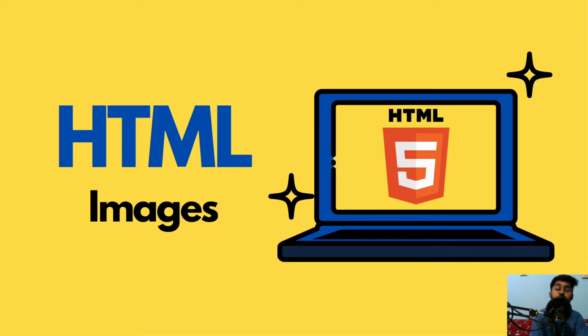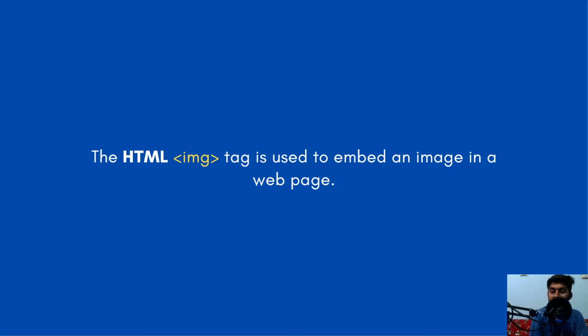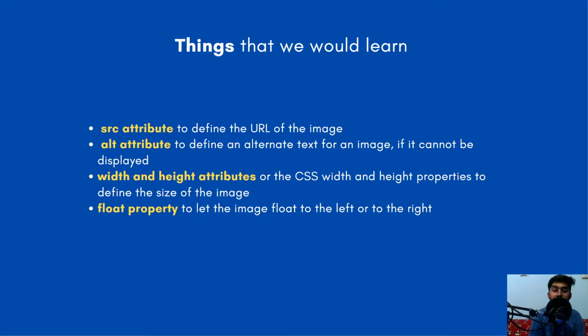This is Fahad and this video is about images in HTML. The image tag is used to embed an image in a web page. In the image element there are two required attributes. One is the source and the second one is the alt. In the source you give the URL of the image, and the alt attribute is an alternative text for the image if, for some reason, your picture doesn't load on the web page. In this video we're going to learn about these different attributes of the image.